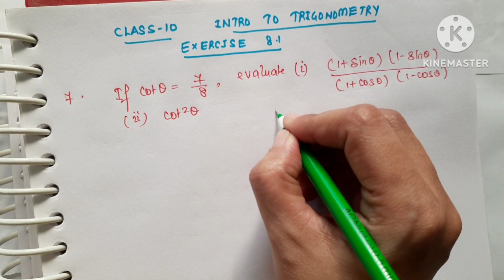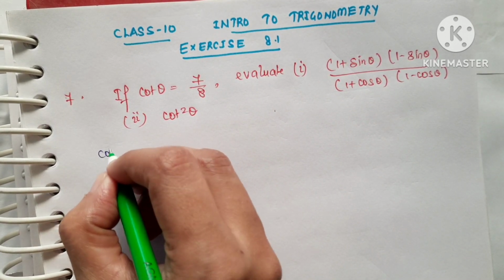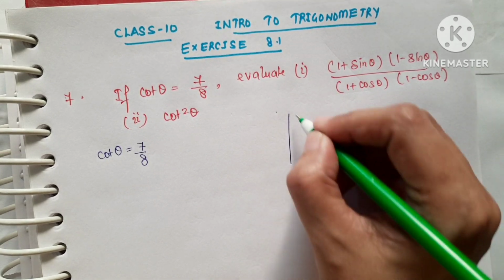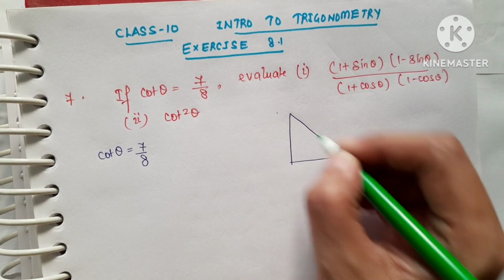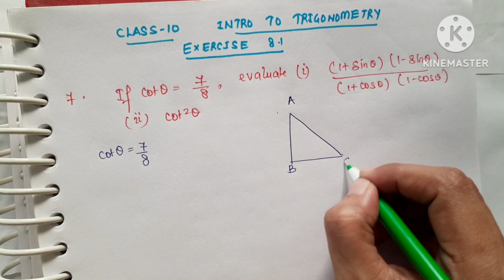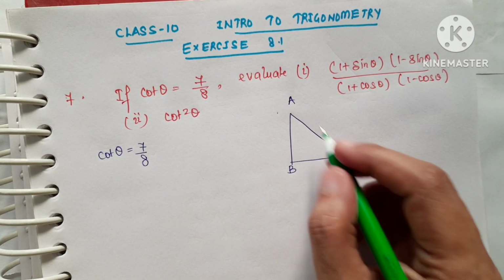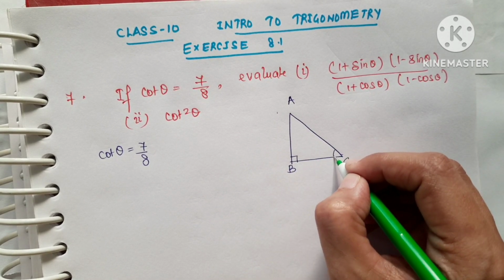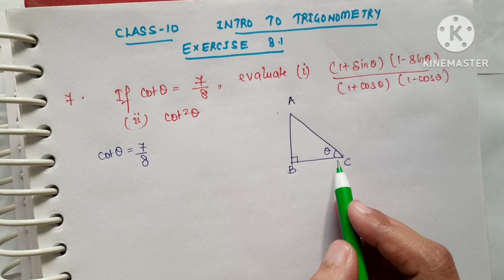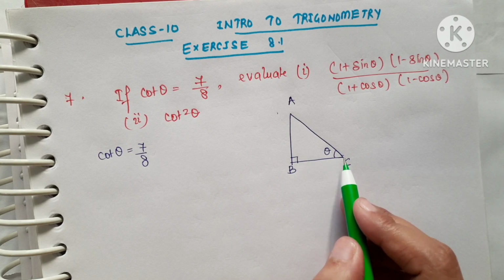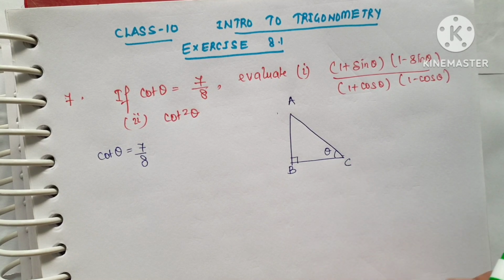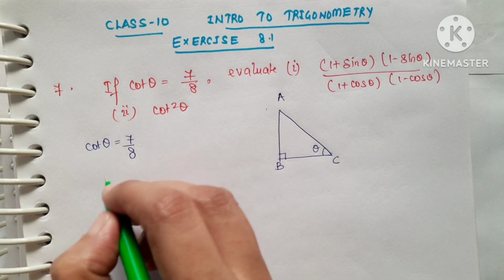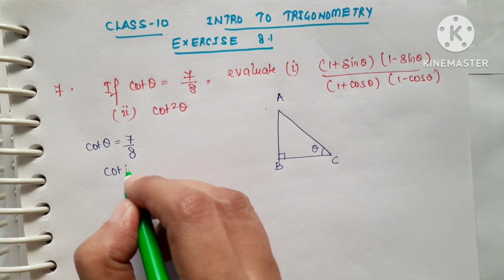First, you have been given the value of cot theta, which is 7 upon 8. So you just draw a right angle triangle ABC, and mention any of the acute angles other than B, because B is 90 degrees. Just mention it as theta. So I am mentioning the angle at vertex C as angle theta, right? So here you can see that we have formed an angle.